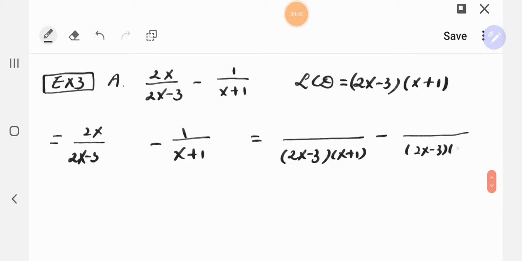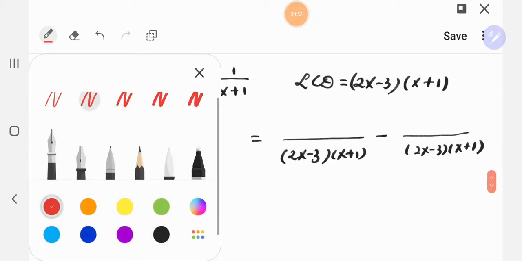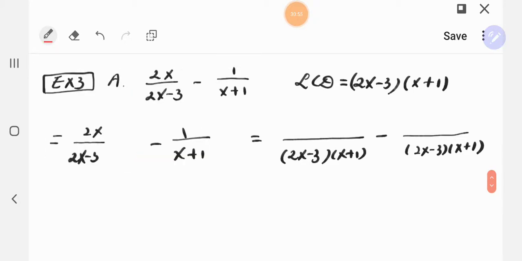Okay, I'm gonna write each fraction in terms of the LCD. So we are not done yet. We have to change the numerator. So look at this. The denominator is 2x minus 3 times x plus 1. So we gotta multiply the bottom by x plus 1. That's the missing factor. So multiply also the numerator by x plus 1. So the numerator of the first fraction will be 2x times x plus 1.